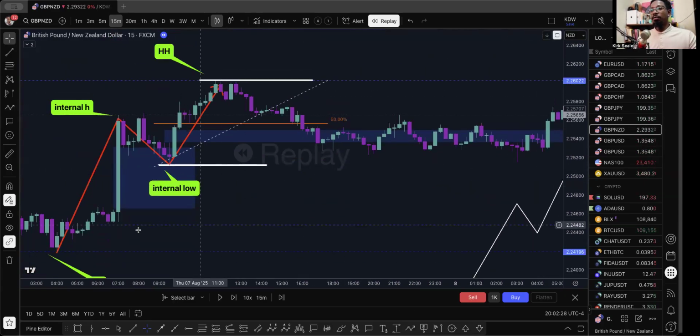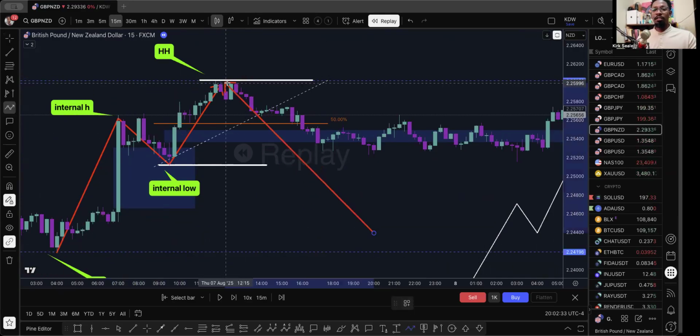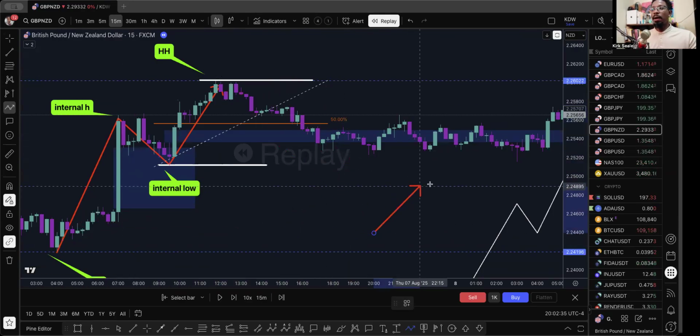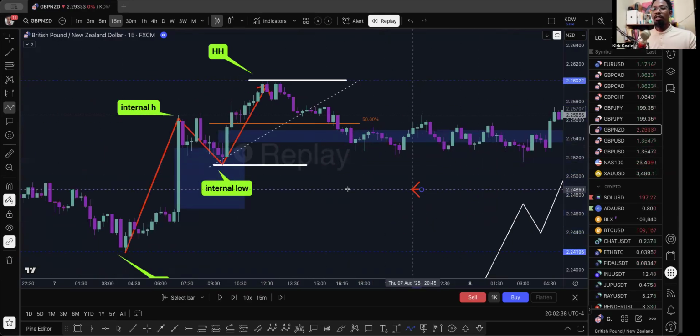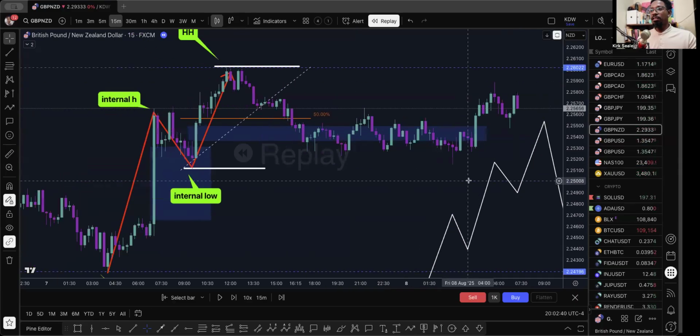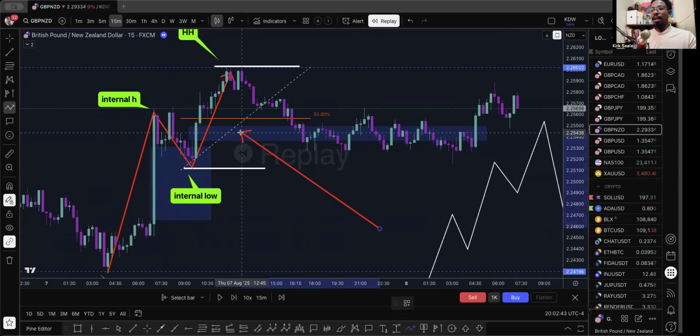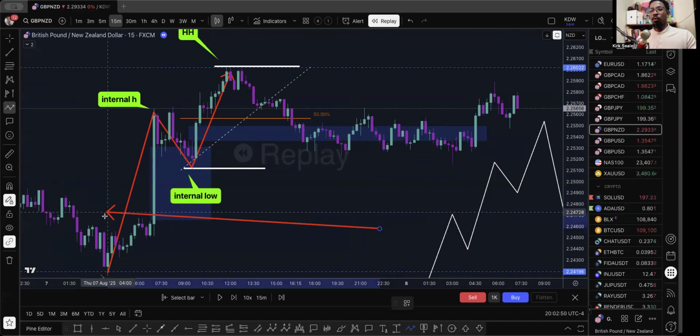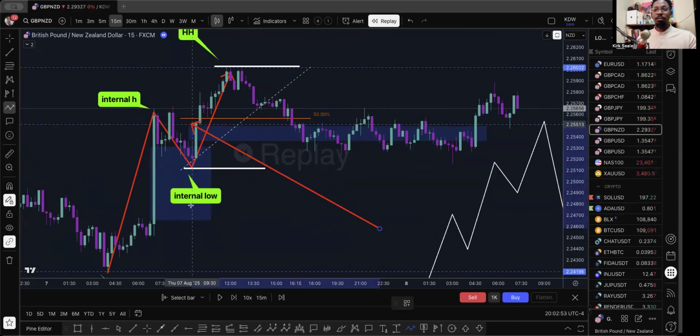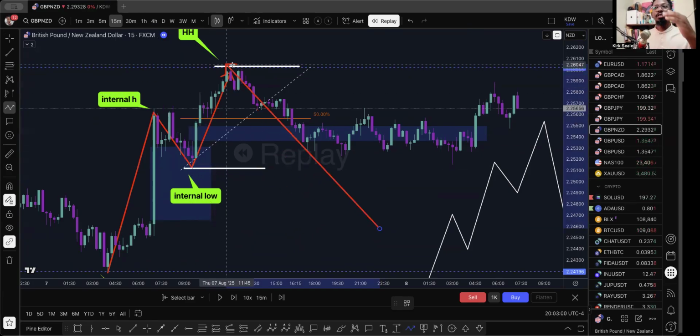we know that from the external low to the external high, we did not pull back to 50%. However, there was a reaction, right? There was a reaction around here, which was above that 50% line. So we split the price action in two, where there was the external low to the internal high is one phase, and then the internal low to the external high is the next phase.